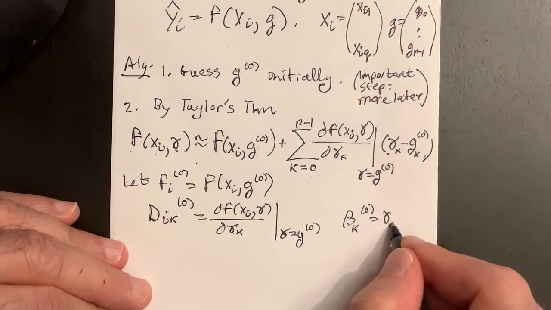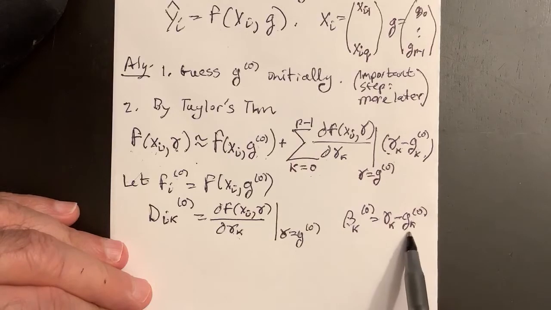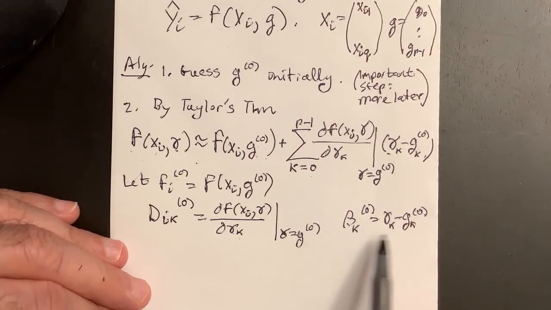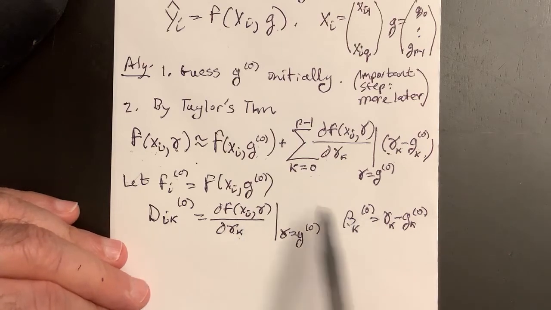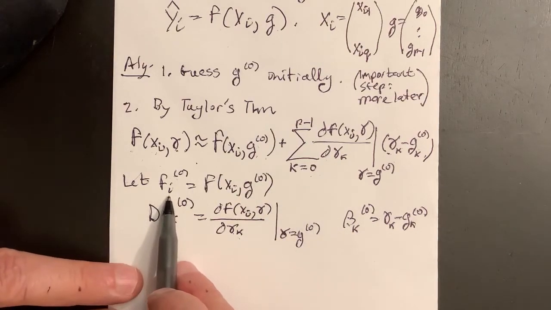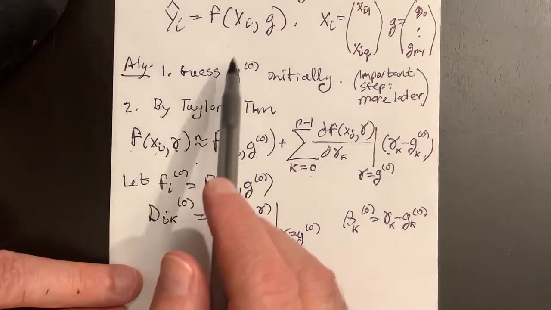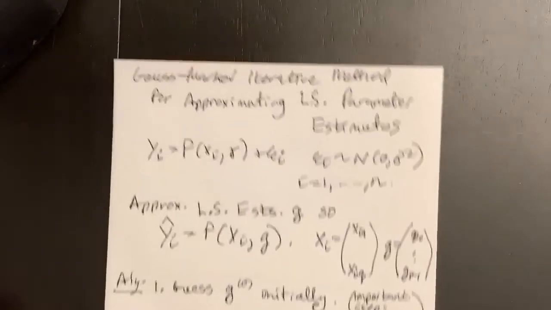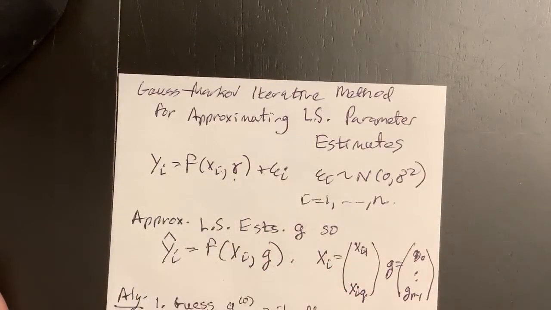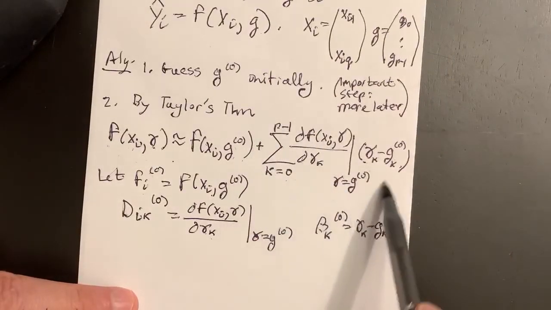So gamma k minus g_k0. This is just a number, an estimate. This is an unknown parameter, so they're playing the roles of these different things. Now if I take f_i0, which is an approximation for f here, and subtract f_i0 here, I get this leftover piece.